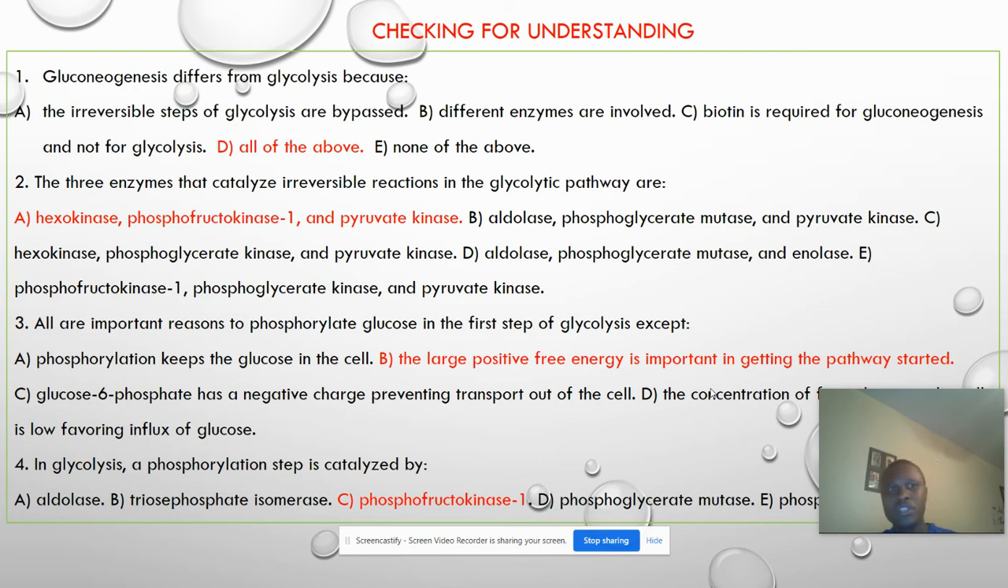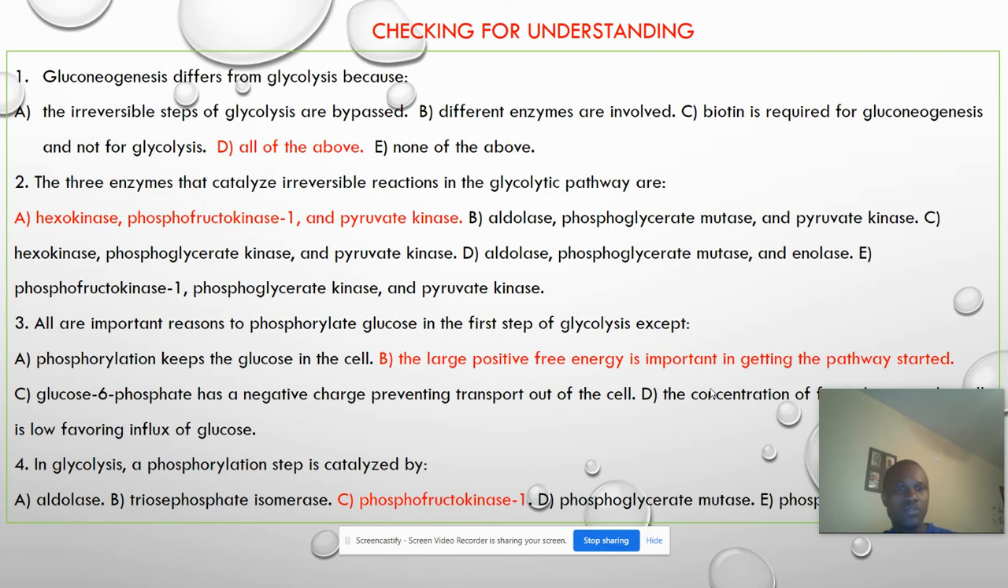And for question number 2, the three enzymes that catalyze the irreversible reactions in the glycolytic pathway are hexokinase, phosphofructokinase, and pyruvate kinase. For question number 3, all are important reasons to phosphorylate glucose in the first step of glycolysis, except the large positive free energy is important in getting the pathway started.